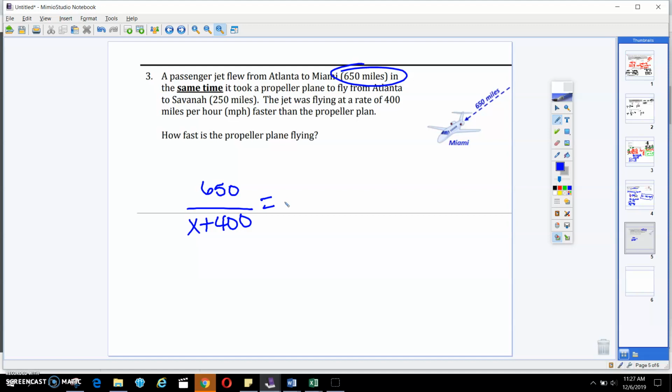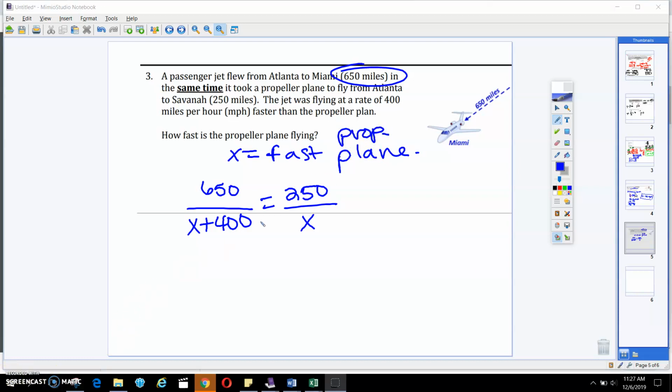Okay, so we're going to set that equal to the propeller plane, which flew 250 miles, and we're going to put that over x, because x represents how fast the propeller plane was going. So when you cross multiply, you get 650x is equal to 250 times x plus 400.